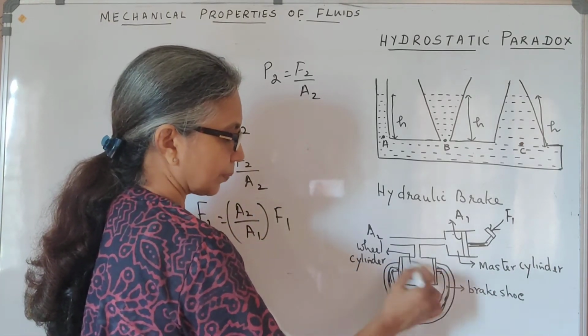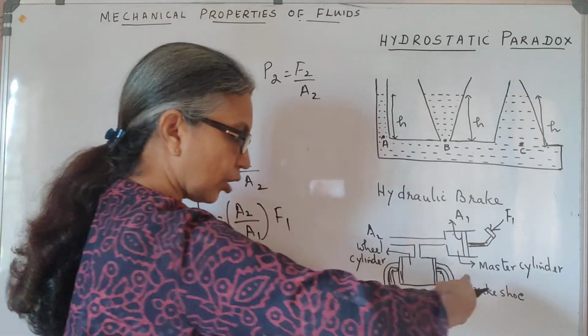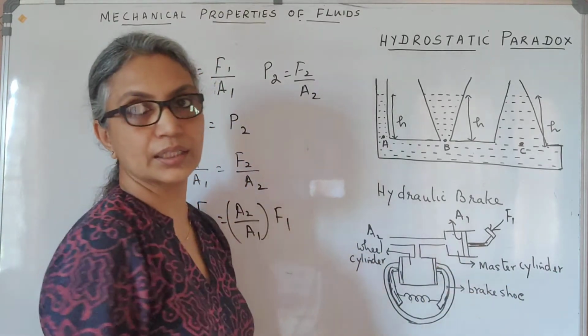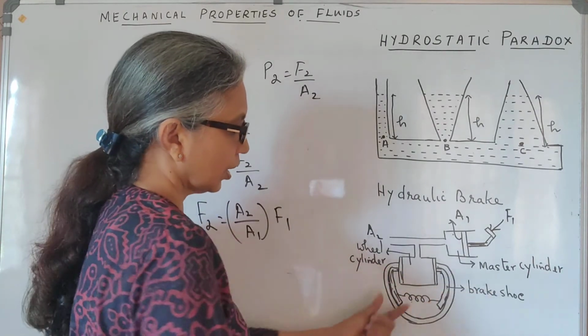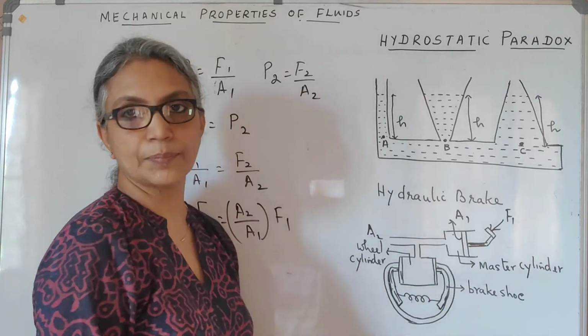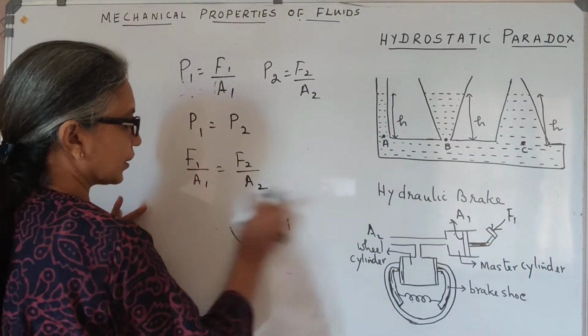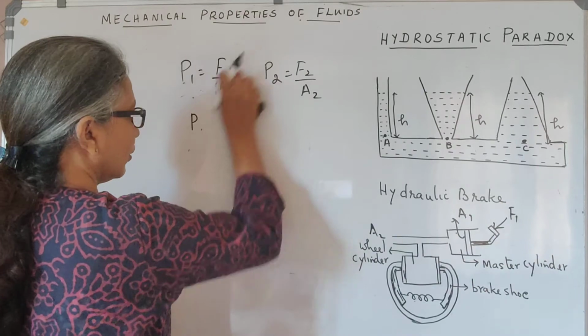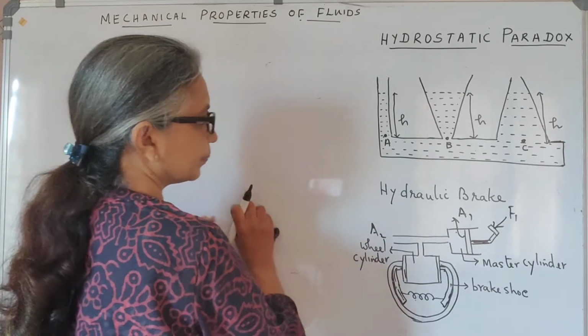will be transmitted to the brake shoe, which will now push against the wheels, and that's how you can stop the tires because of this expansion. And then after that, this spring will bring it back to its original condition. So this is how Pascal's law is applied to both hydraulic lifts and hydraulic brakes.